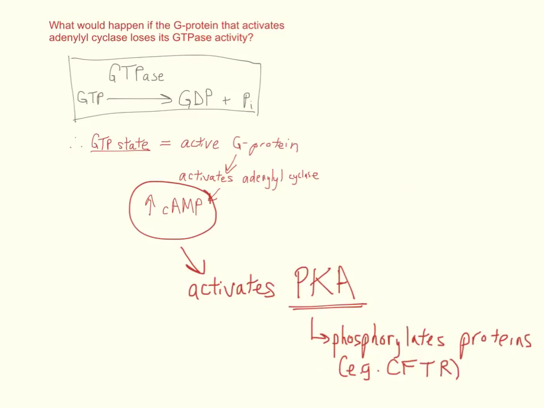We know from the lecture that cyclic AMP activates PKA, or protein kinase A, and since it's a kinase, it phosphorylates things. So PKA can go on to phosphorylate many other proteins. One such protein is CFTR, or cystic fibrosis transmembrane conductance regulator.